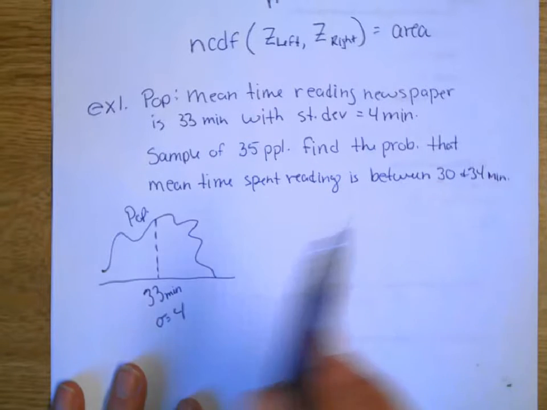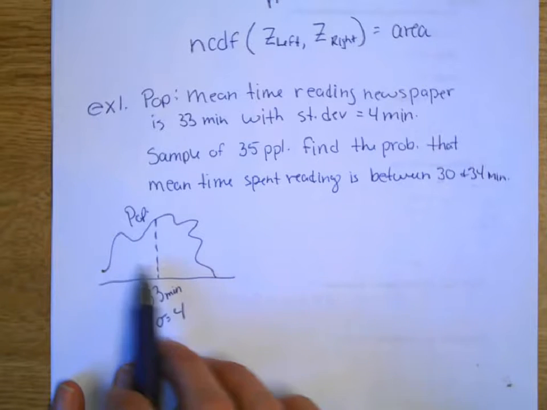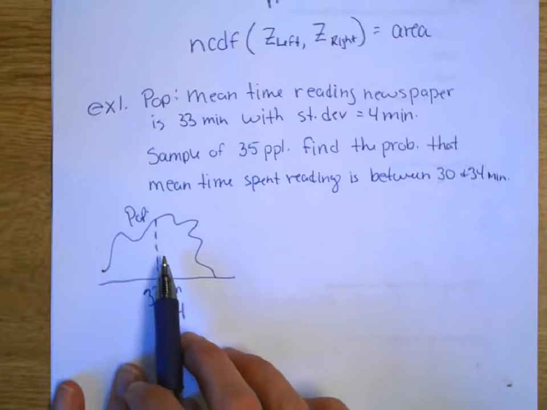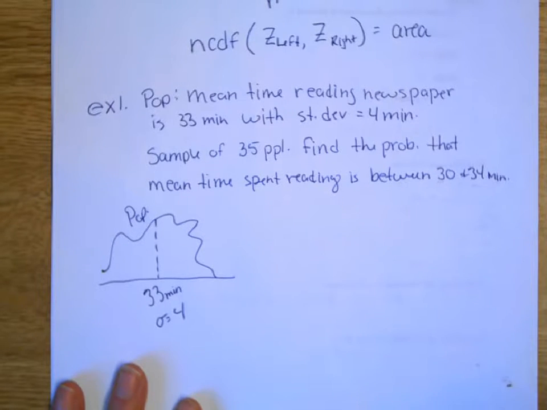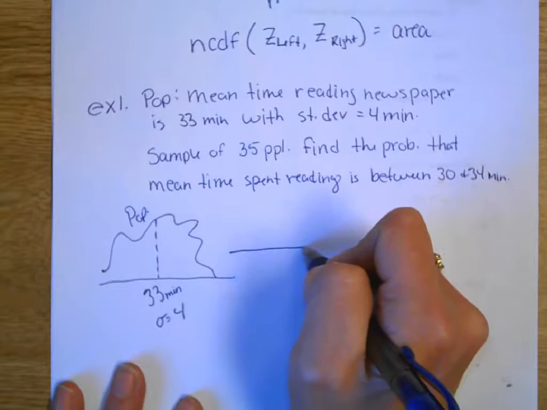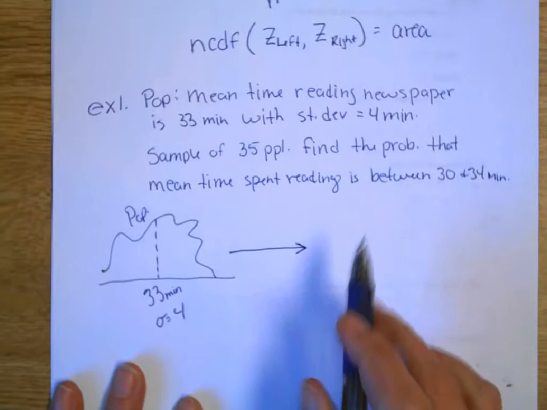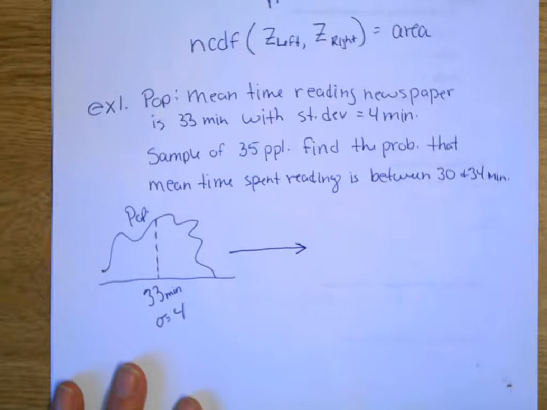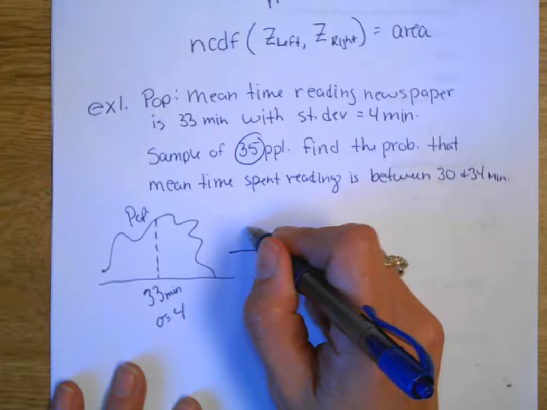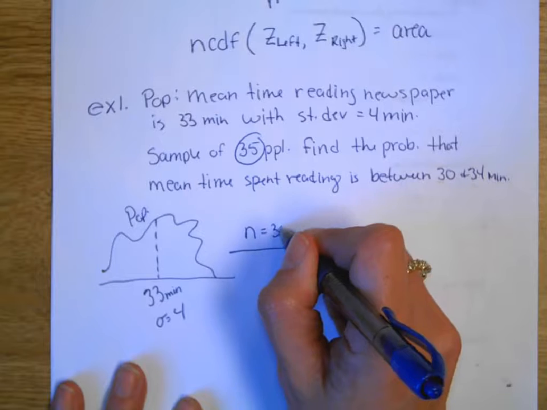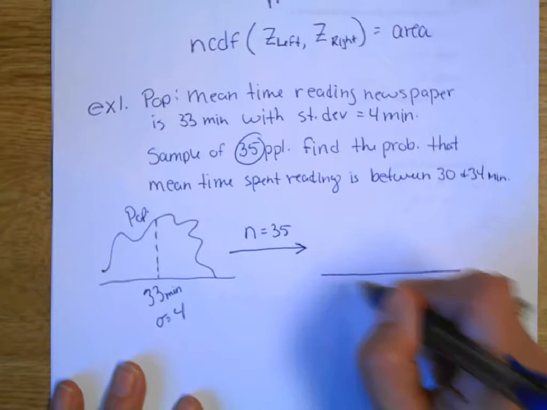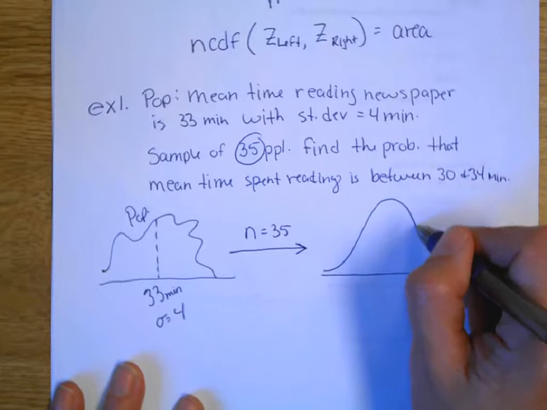Now, what this problem is saying is I'm going to pick 35 people out of this population, and I'm going to average the time they spent reading. So I'm going to ask all 35 people how much time they spent reading the newspaper each day. So now, what did we learn yesterday if I take more than 30 people from any population? What happens to that distribution? It gets normally distributed. Because I'm at 35, so I'm good. So if my sample size is equal to 35, the distribution becomes normal.